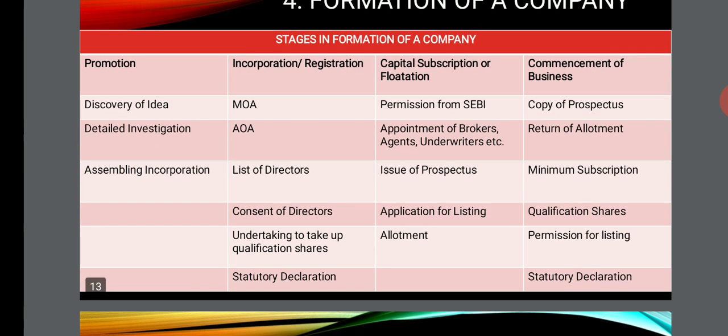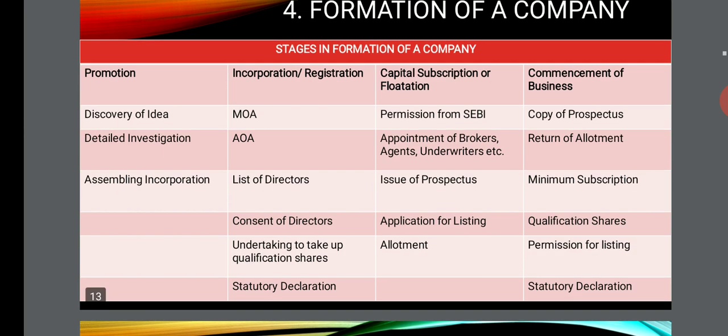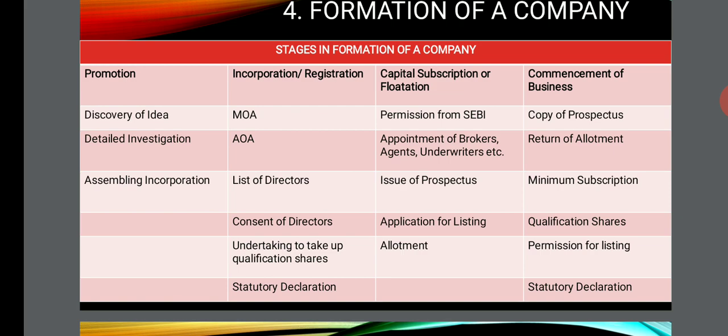In this phase, we will have the MOA and AOA made, a list of directors made, the consent of all the directors that they are ready to act as a director, an undertaking to take up the qualification shares from directors, and a statutory declaration to be made. So this is the incorporation or registration phase. And capital subscription or flotation: permission from SEBI is required, and appointment of brokers, agents and underwriters, etc. Issue of prospectus after appointment of broker. So the broker, agent and underwriter will be drafting the prospectus, application for listing, and then allotment.